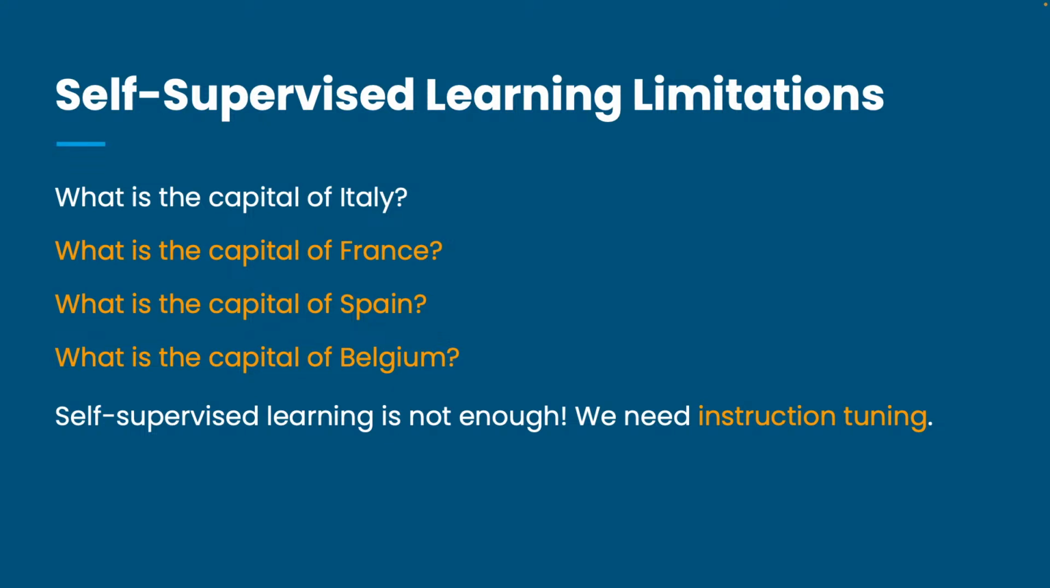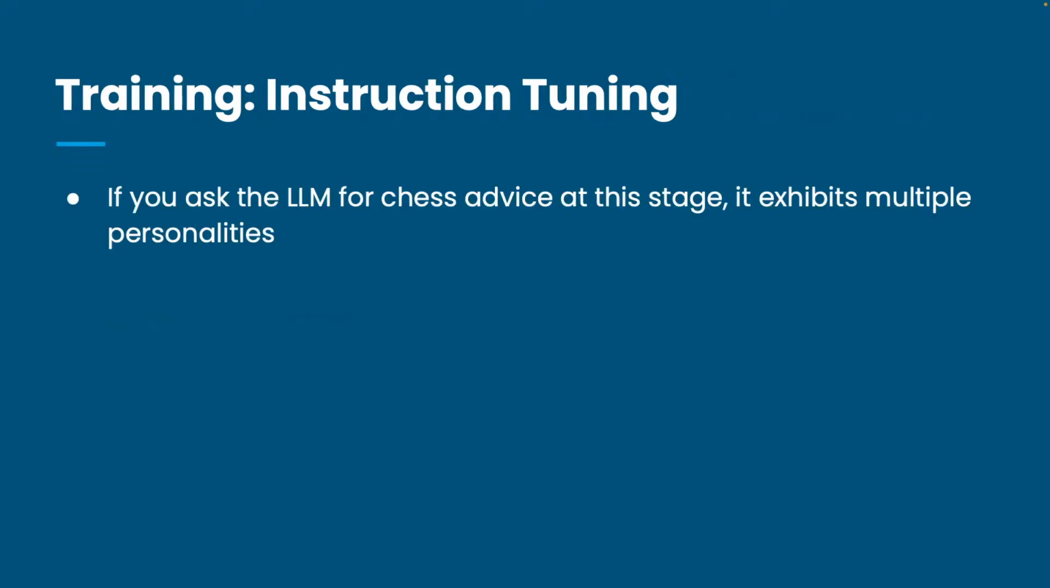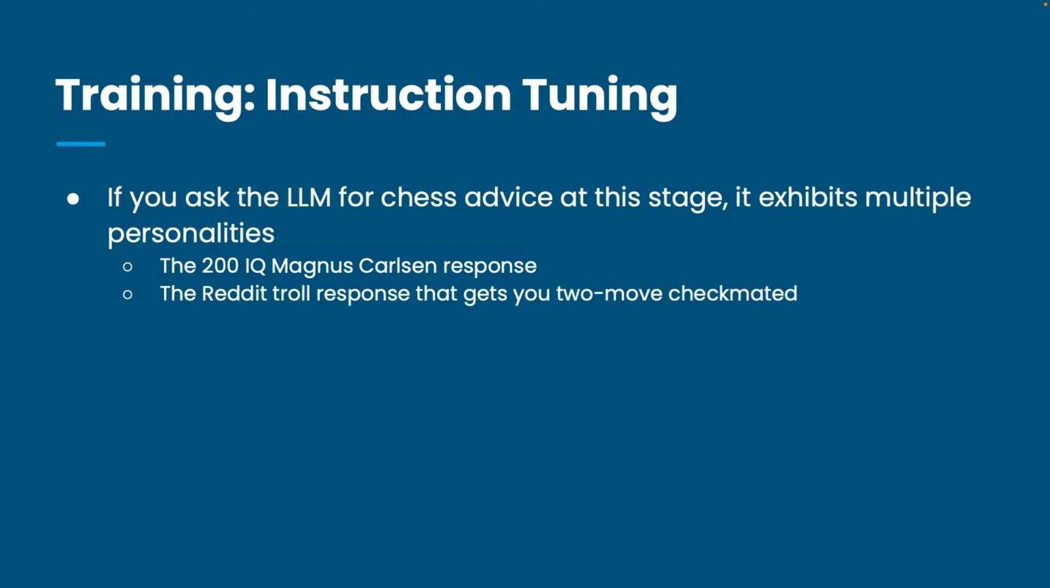So we need something called instruction tuning. What is instruction tuning? So the idea of instruction tuning is that currently the model has learned a whole ton of stuff from a gigantic data set, and it's seen a bunch of different perspectives from a whole bunch of sources, right? So for example, you might ask the large language model, hey, what should I do for chess opening? And it has a bunch of different personalities, all within the model. So it has the genius Magnus Carlsen response, right? It'll tell you what Magnus Carlsen's openings are because they're published on the internet and it's learned those. And then it'll also tell you the Reddit troll response that gets you 2-move checkmated.